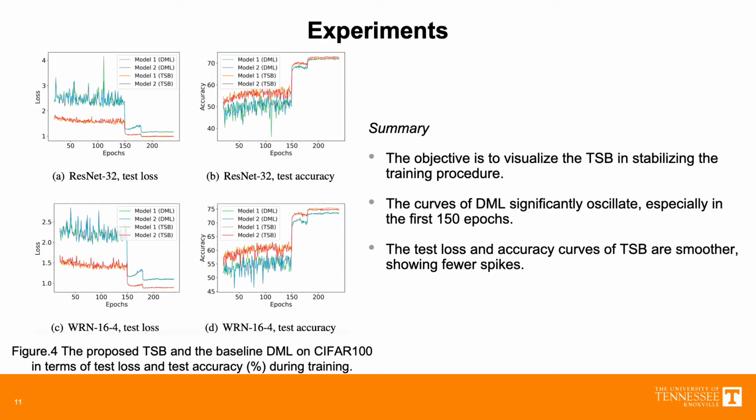To better understand the effect of these components in stabilizing the online training process, we visualize the test loss and accuracy of our method and DML over the training epochs, with ResNet32 and WRN16.4 on CIFAR-100. We find for both networks, the test loss and accuracy curves of our method are smoother, showing much fewer spikes compared to DML.